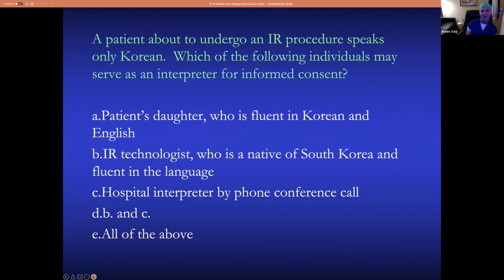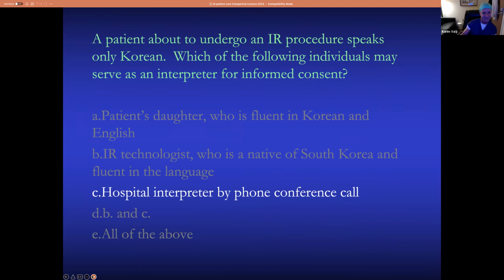So here's a situation. A patient about to go on procedure speaks only Korean. Which of the following individuals may serve as an interpreter? A, patient's daughter is fluent in Korean; B, IR technologist is a native of South Korea, fluent in the language; C, hospital interpreter by phone, conference call; D, B and C are all of the above. Answer is C, hospital interpreter by phone, conference call, because you can do it by phone or by Zoom or some other kind of video conferencing. The reality is occasionally we will use an IR technologist. That's not kosher, but we can occasionally do that.